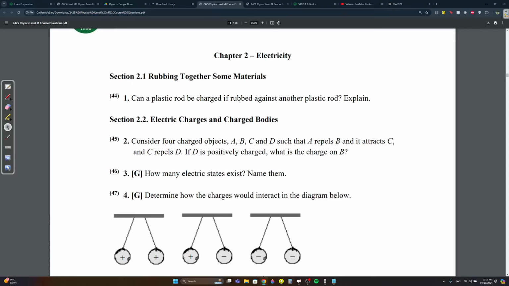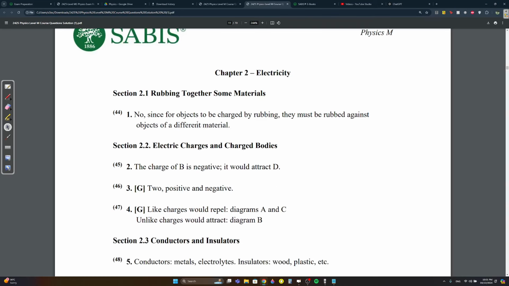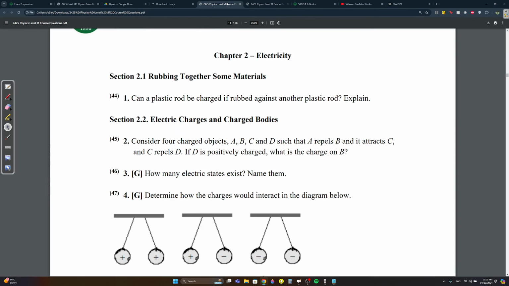Can a plastic rod be charged if rubbed against another plastic rod? No. Why no? Because for objects to be charged, they must be rubbed against different material. Okay, this was in the CA, by the way. They said, what would you rub glass against if you don't want a charge? You would say glass again, because you're rubbing it against the same material, which would not give you a charge.